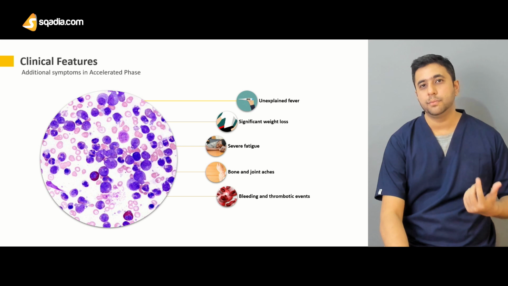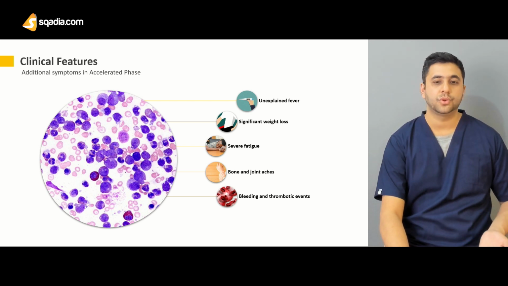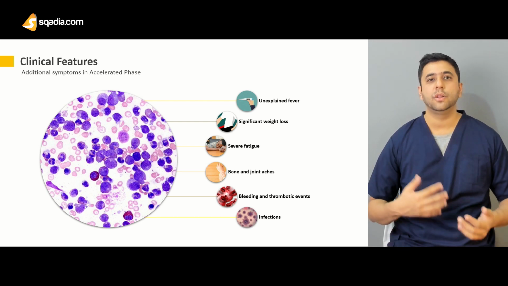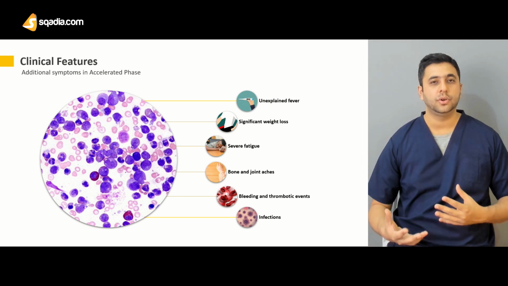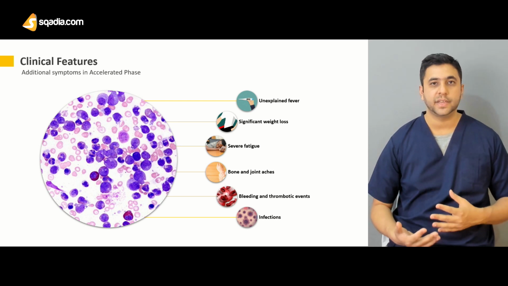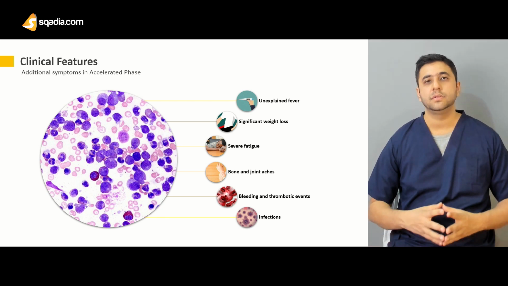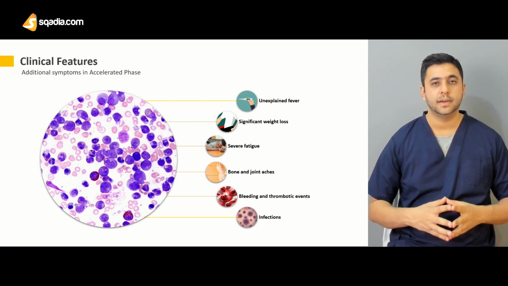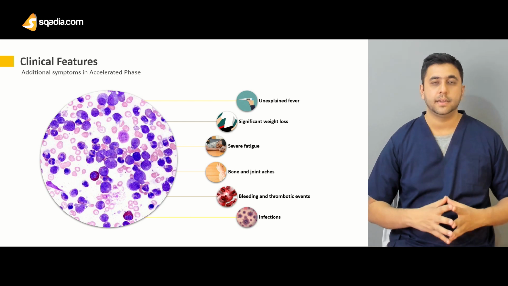So initially there were more thrombotic events, but as the disease progresses, there can be both bleeding and thrombosis. And also there is an increased risk of infections, because although the WBC count will be high, these are malignant cells. These cells are not effective at doing their job, which is to fight infections. So we might have 50,000 or 60,000 WBCs, but they are not doing the job. They are basically malignant cells. They don't have any normalcy attached to them.